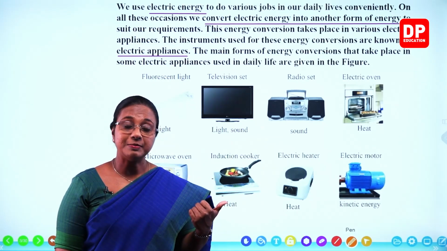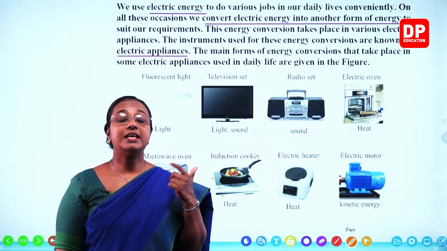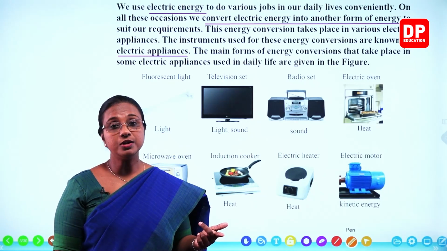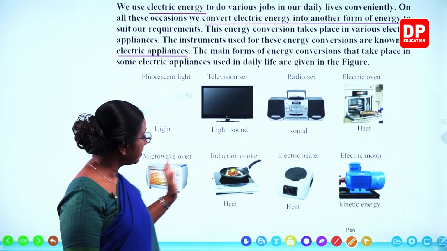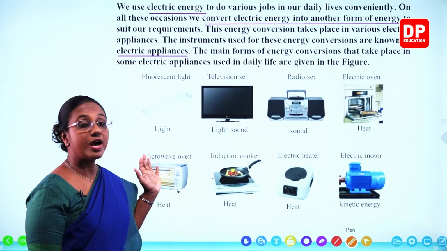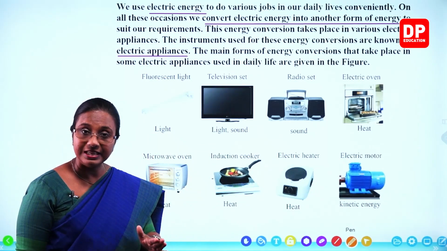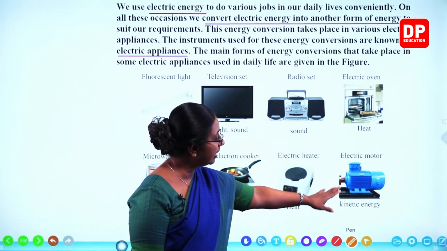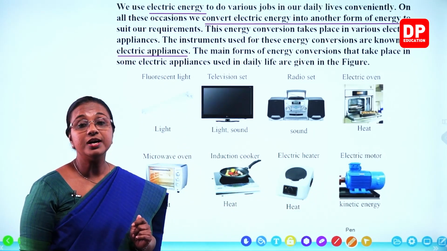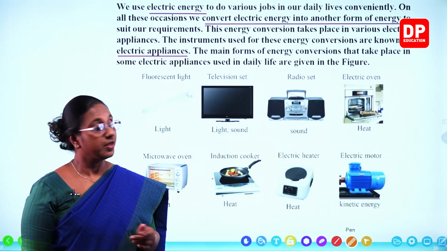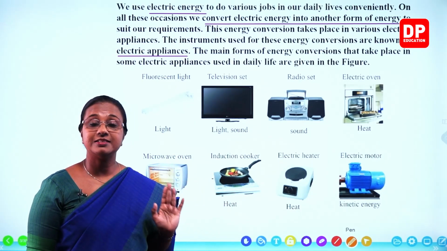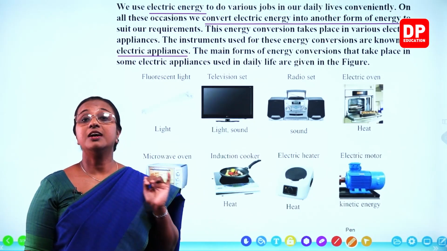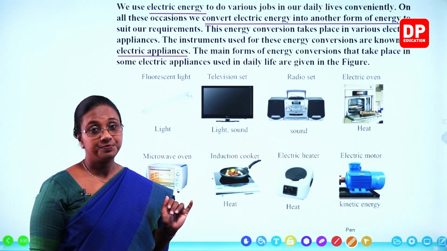So electricity can be converted to light, it can be converted to sound, or in a television both light and sound. Then there are many electric appliances where electricity is converted to heat and also electricity is converted to kinetic energy. So electric motor, wherever you get the motor, there electric energy is converted to kinetic energy.